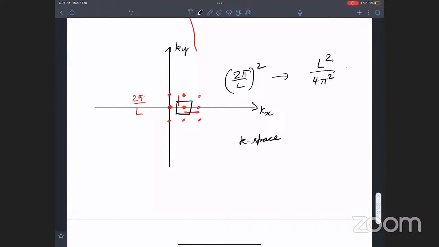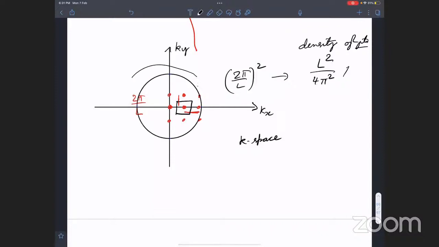This is your density per unit area in k-space, basically. Density of allowed points in k-space. Now we are again seeking points between k and k plus dk. So here in this 2-dimensional case, this is your first circle and a second circle. We want to choose points that are basically in this annular region.